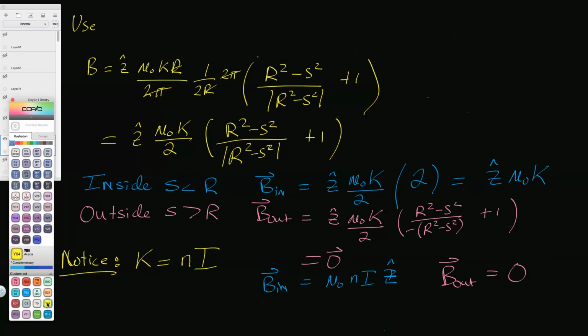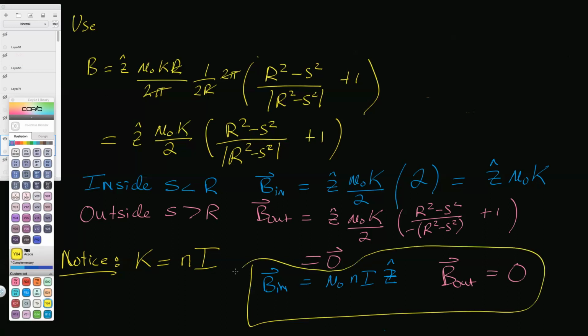Fun. Luckily, we have Ampere's law coming up on Monday. We'll never have to do something that horrible again. All right, that's it, guys. That is it.